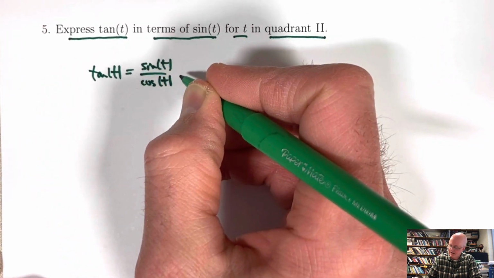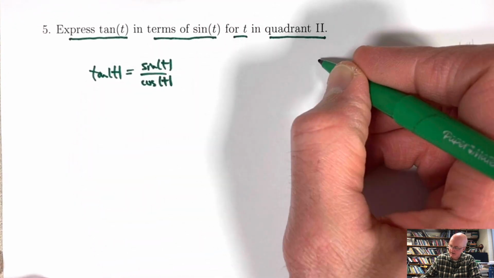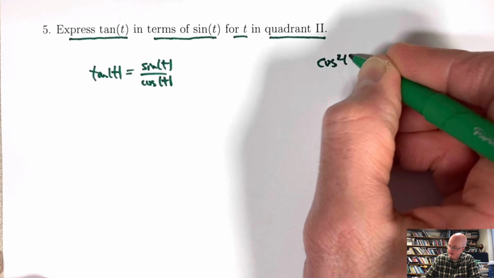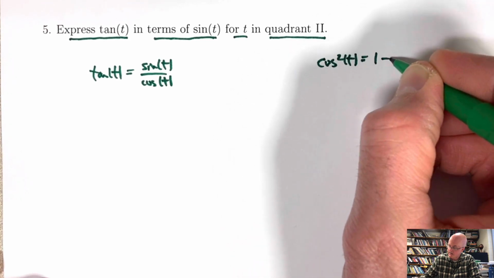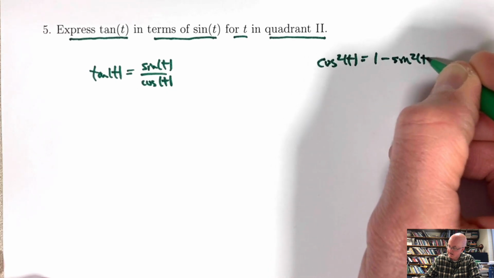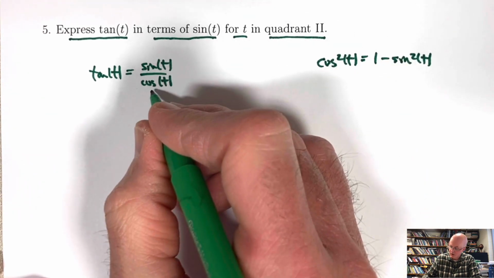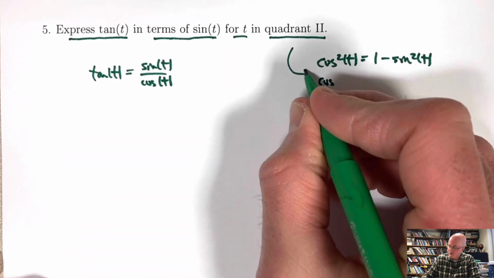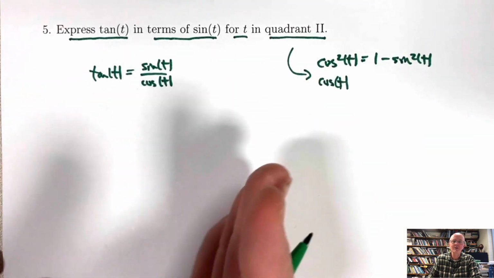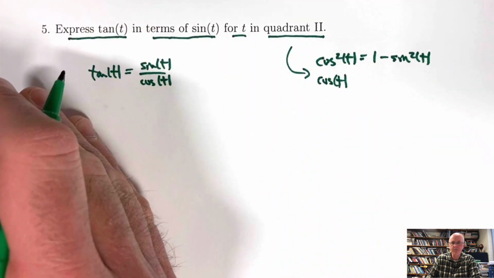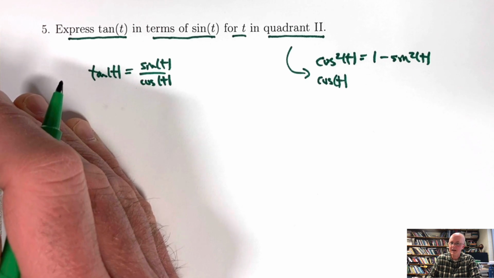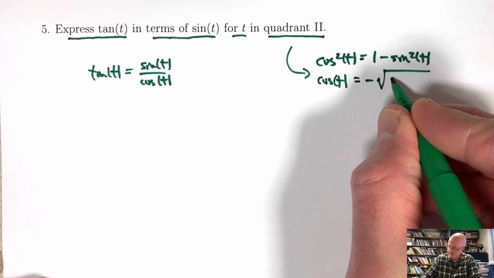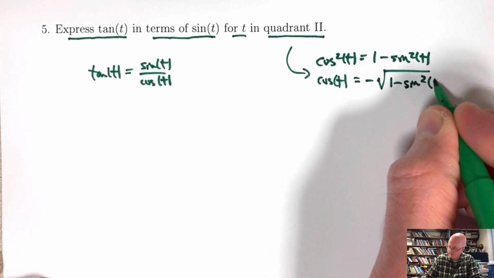But that's not quite done because we have a cosine of t. I'd like to replace that cosine of t with something involving sine. I do know from that Pythagorean identity that cos squared t does equal 1 minus sine squared t. But I need to replace cos t, not cos squared t, so I need to take a square root. But if we're in quadrant 2, be careful. Quadrant 2 is not the upper right, it's the next one over, the upper left, where cosine, the x-coordinate, is negative, so I need to take the negative square root. That's the trickiest part about this problem.